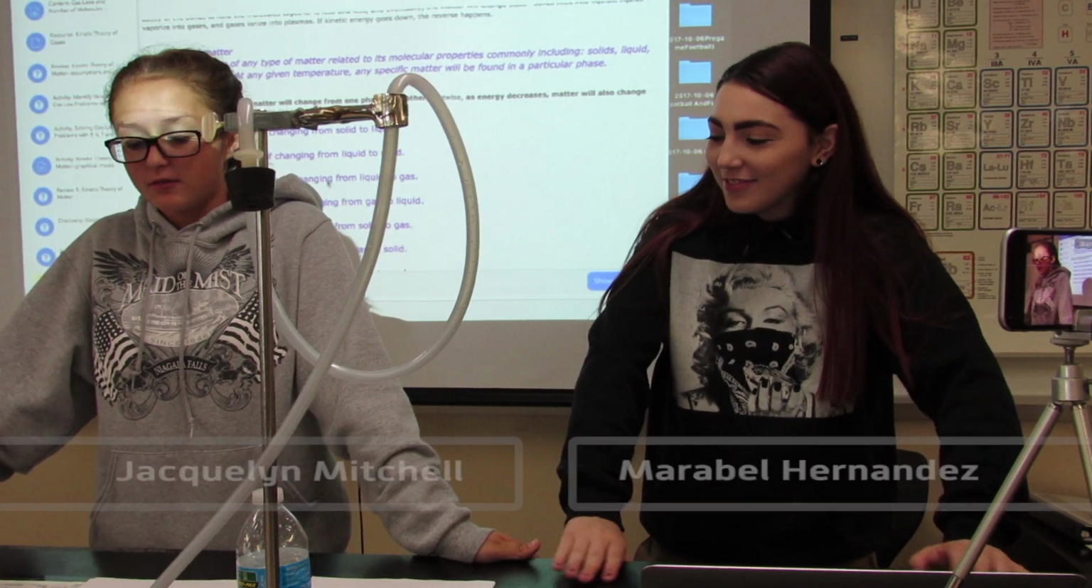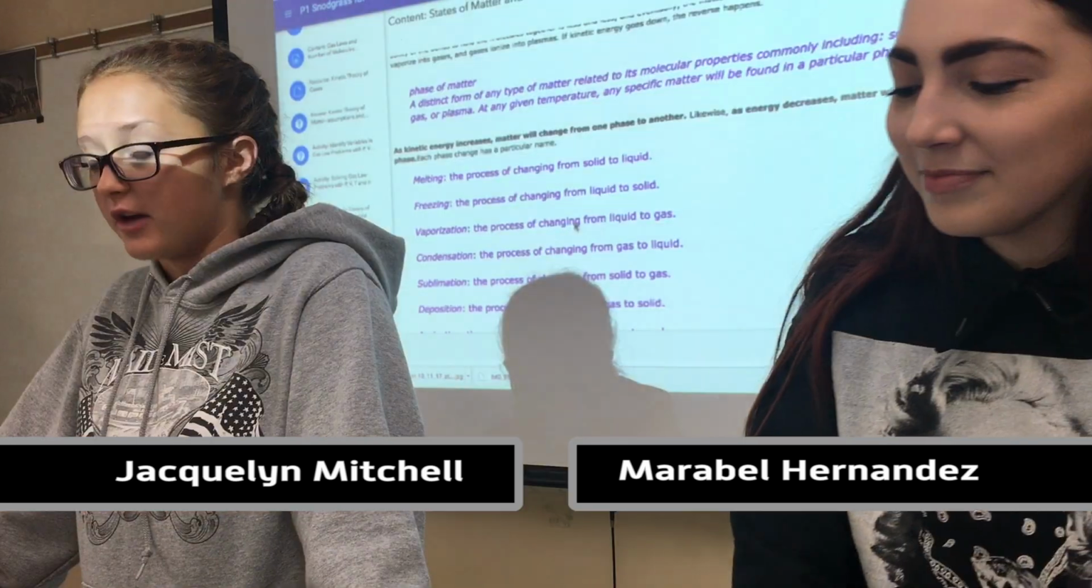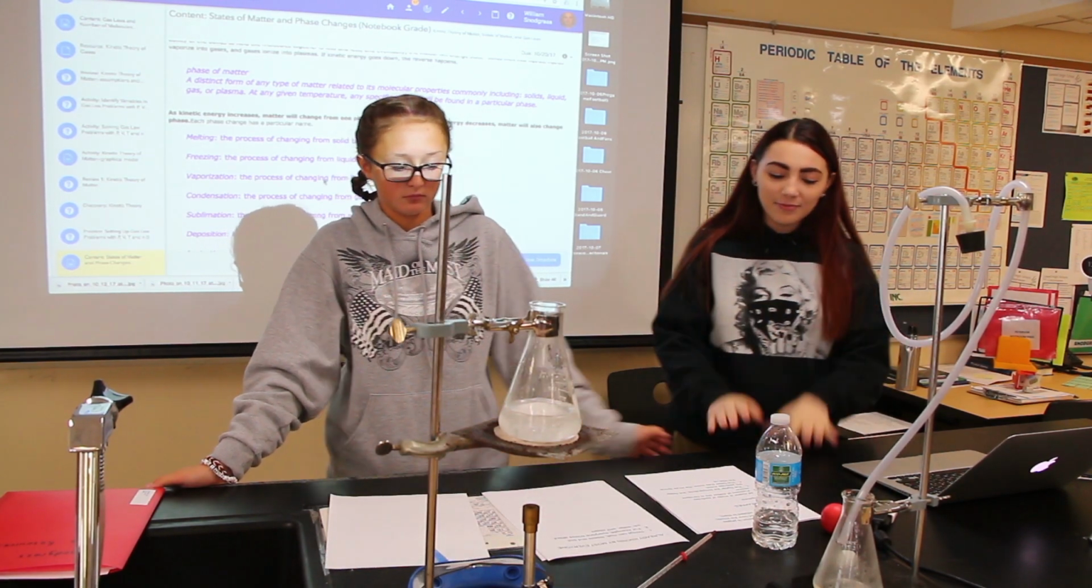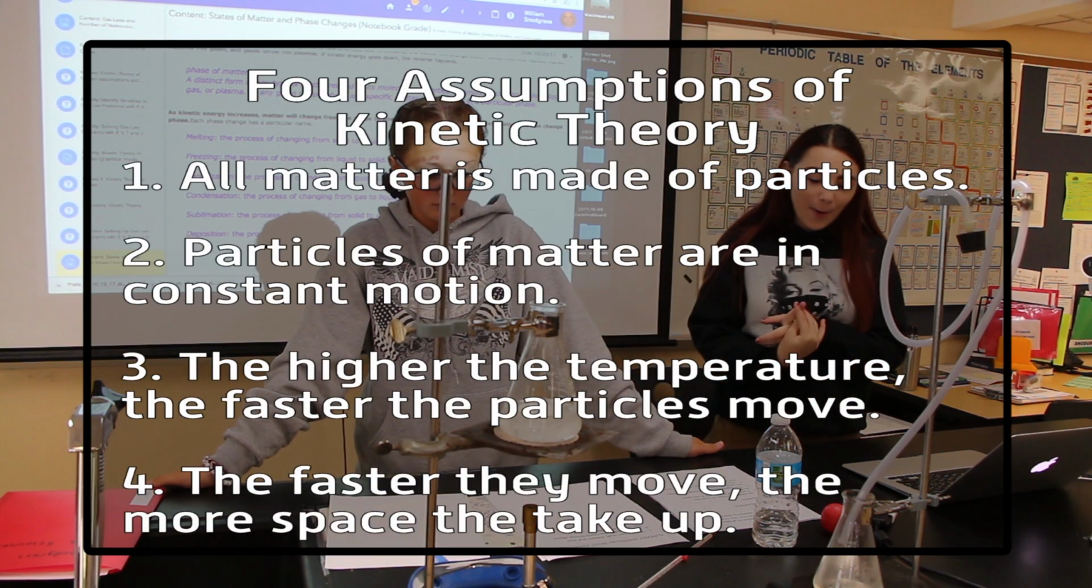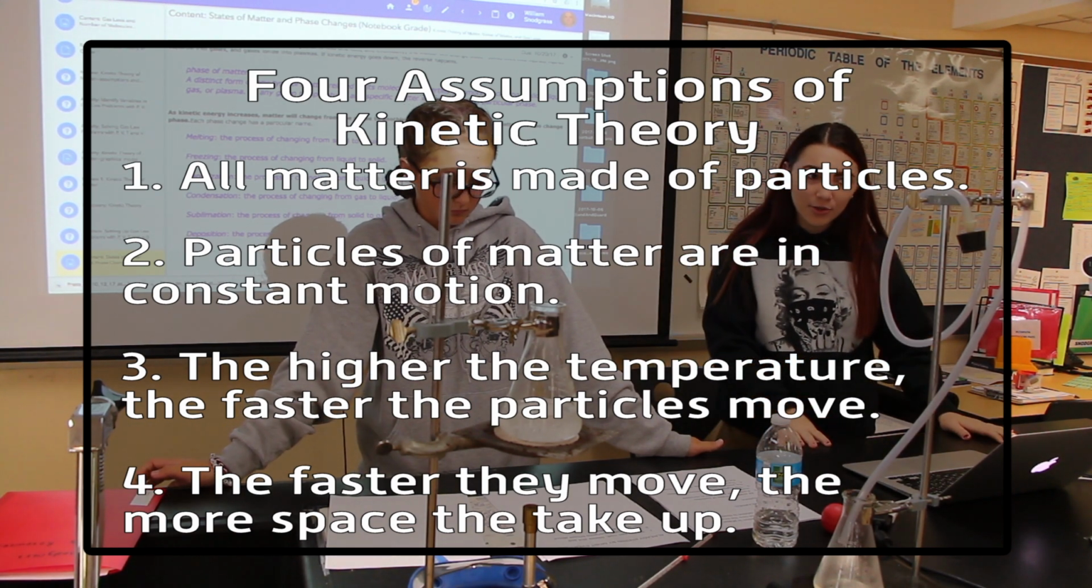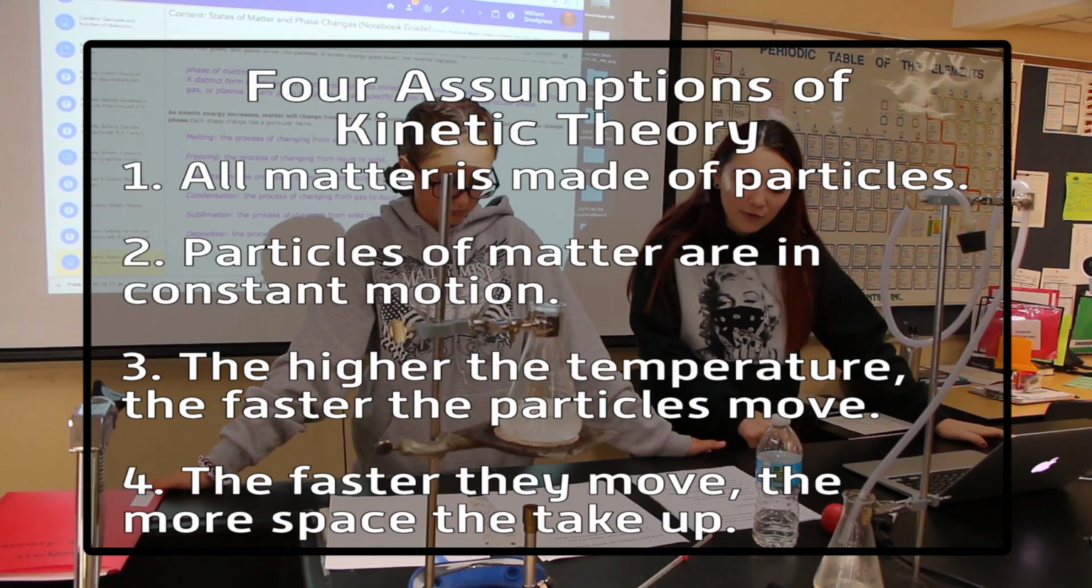For today, the topic of discussion is phase changes in matter and how the kinetic theory of matter is related to them. We have already learned the four assumptions of matter, and it's that all matter is made of particles. Particles of matter are constantly in motion. The higher the temperature, the faster the particles are going to move, and the faster they move, the more space they take up. So we already know that things can melt, freeze, and boil.